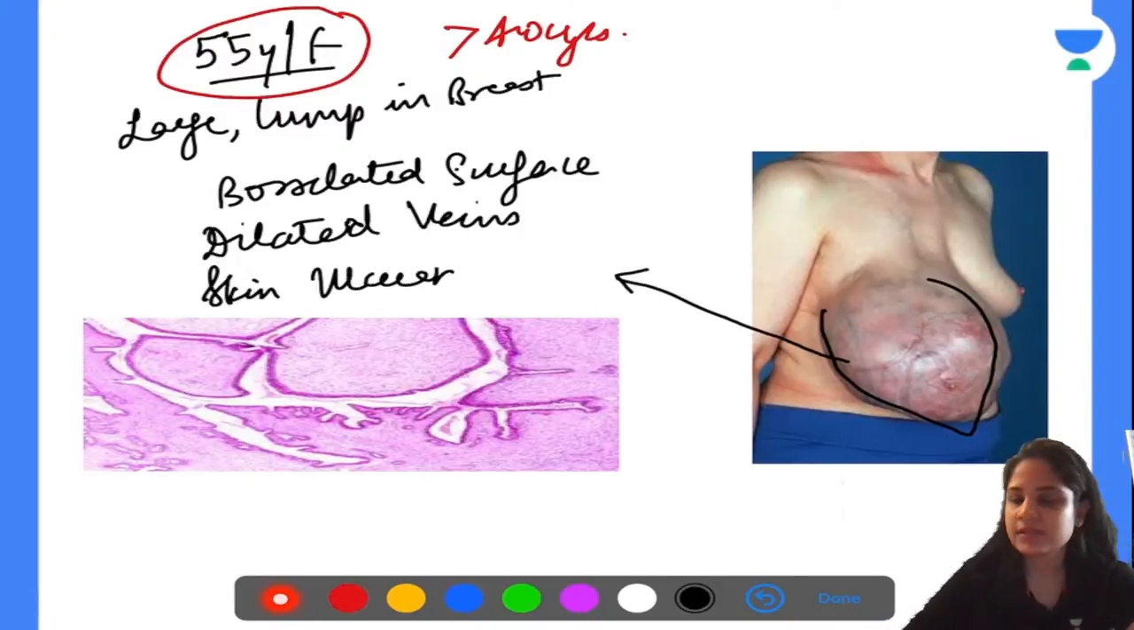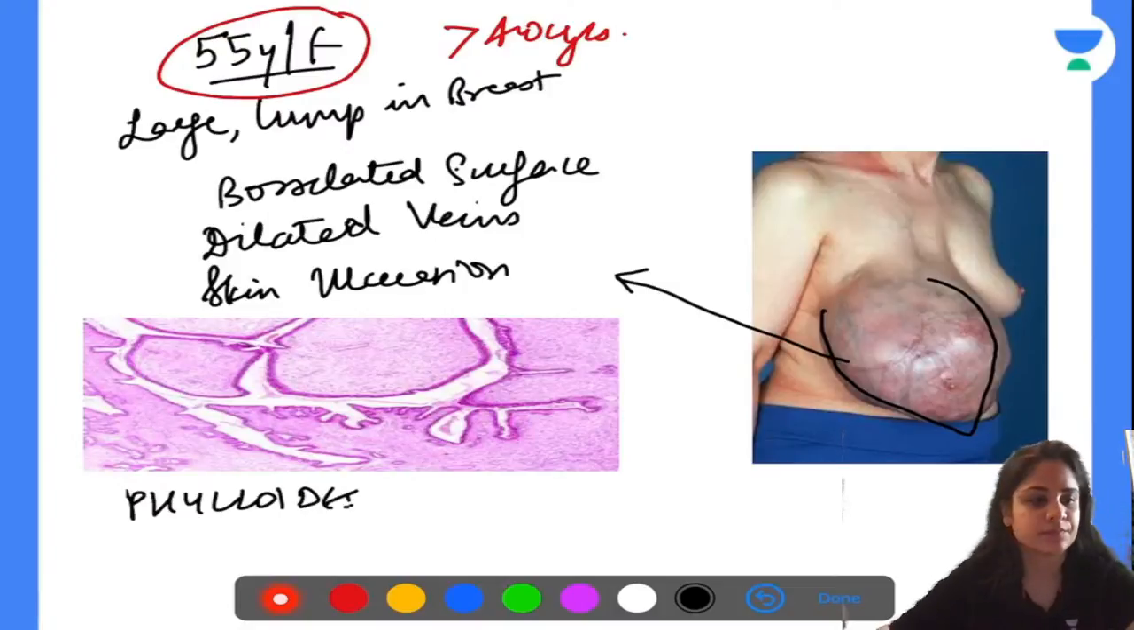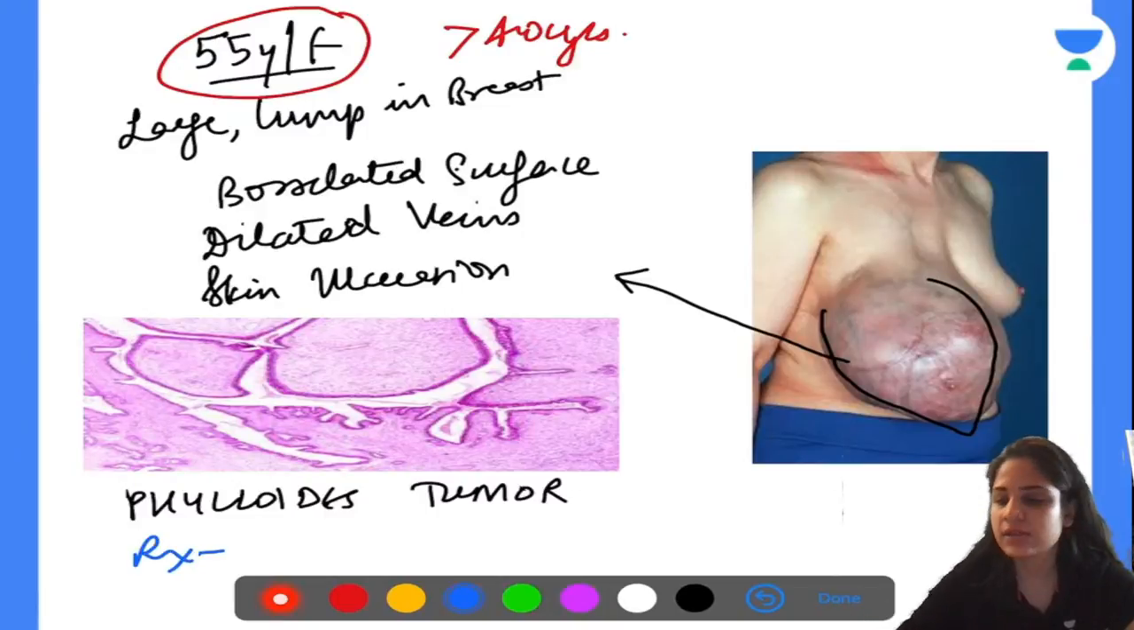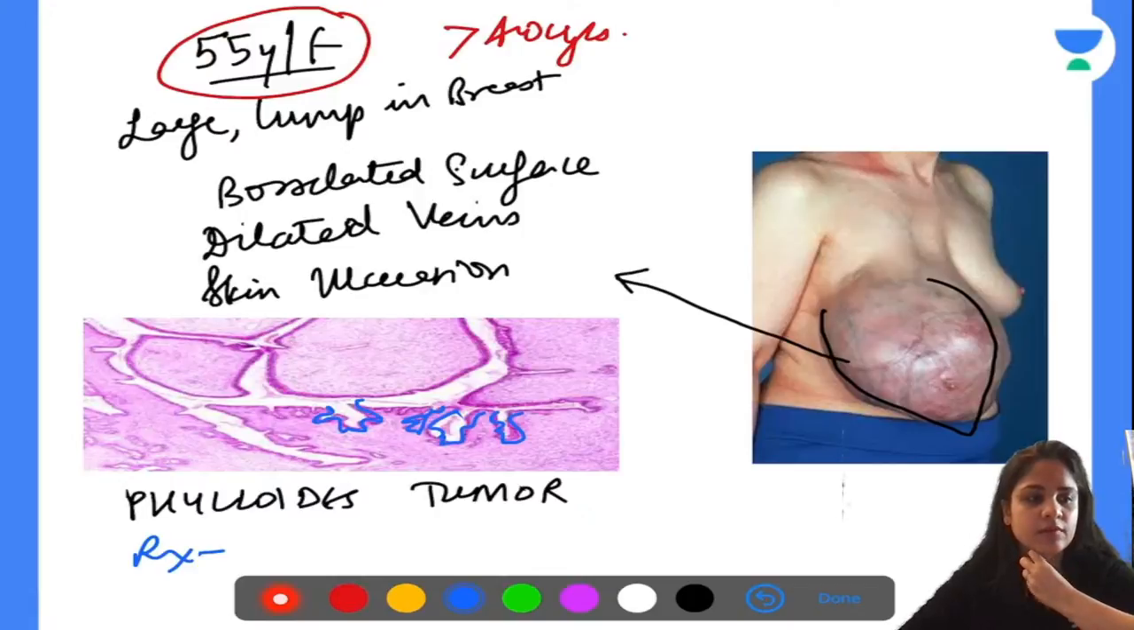Absolutely correct. So she is suffering from phyllodes disease. Phyllodes tumor or phyllodes disease. What will your treatment be for phyllodes? Anyone? Yes, on histopathology, you can see the arrangement of leaf-like structures over here. That's why it's called phyllodes. What will be your treatment? Treatment for phyllodes tumor?